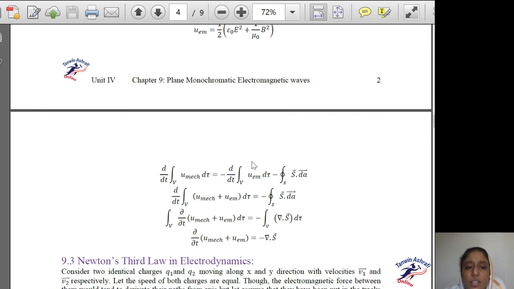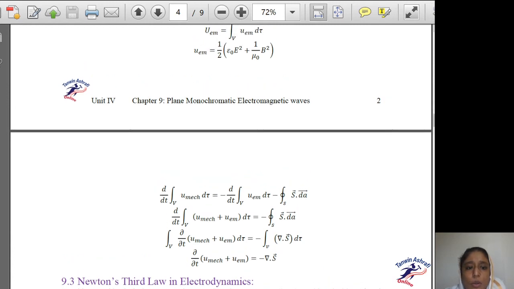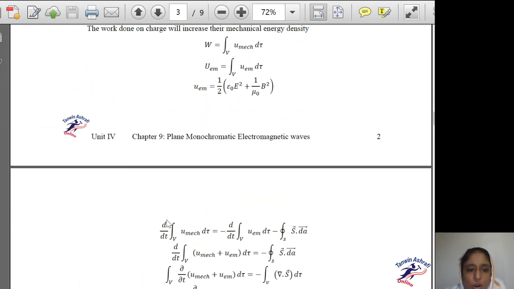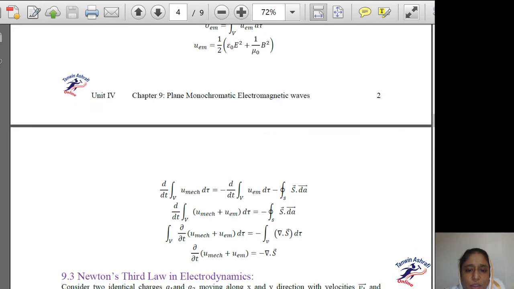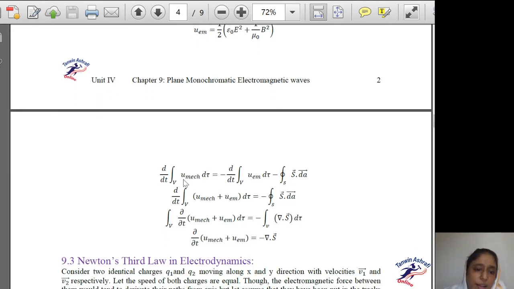Therefore, d by dt of the work done equation, integration of u mechanical d tau, is equal to d by dt of integration over volume u_e d tau minus integration over closed surface S dot dA. Now if we take this term to the left, we will have d by dt over the volume d tau of mechanical energy plus electromagnetic energy, which is equal to minus integration over closed surface S dot dA.